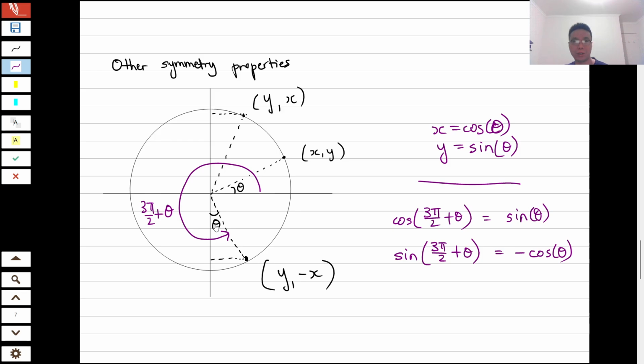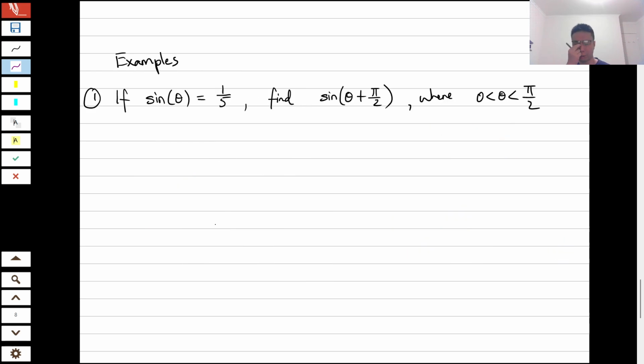All right, let's do a couple of examples. So I've got 2 more examples and then we're finished. So in this first example, I've told you that sine of theta is 1/5. Therefore, find sine of theta plus pi on 2. And I'm going to do this question as though I can't remember what the formulas are.